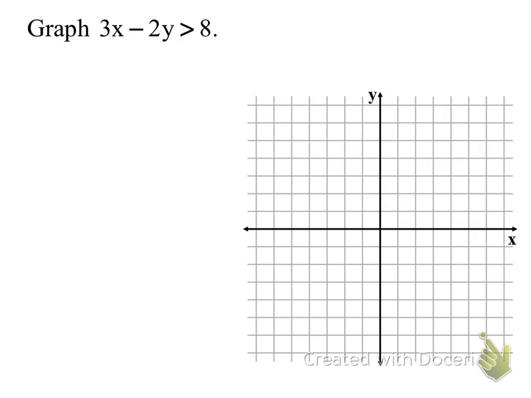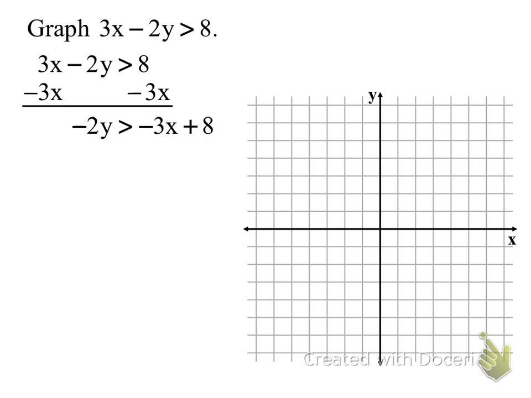Go. Pause the recording. There was a little trick in here. So what do we need to do first, Daisy? First, you would subtract the 3x from both sides. Good. Then you would divide everything by negative 2 and get y is greater than 3 over 2x minus 4.